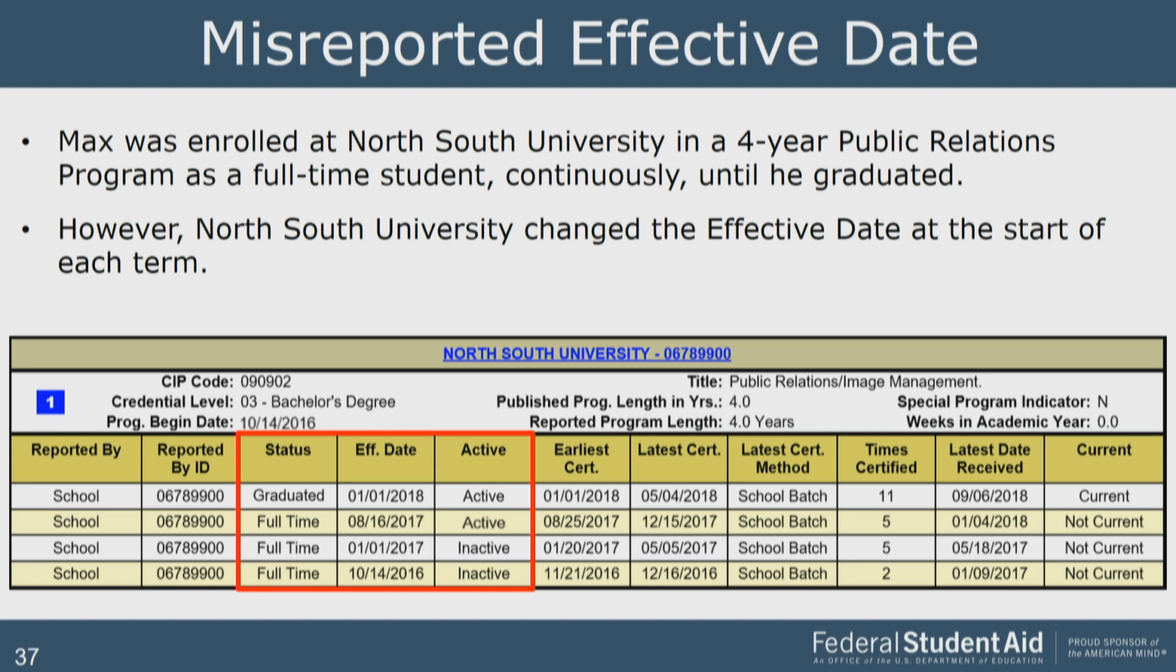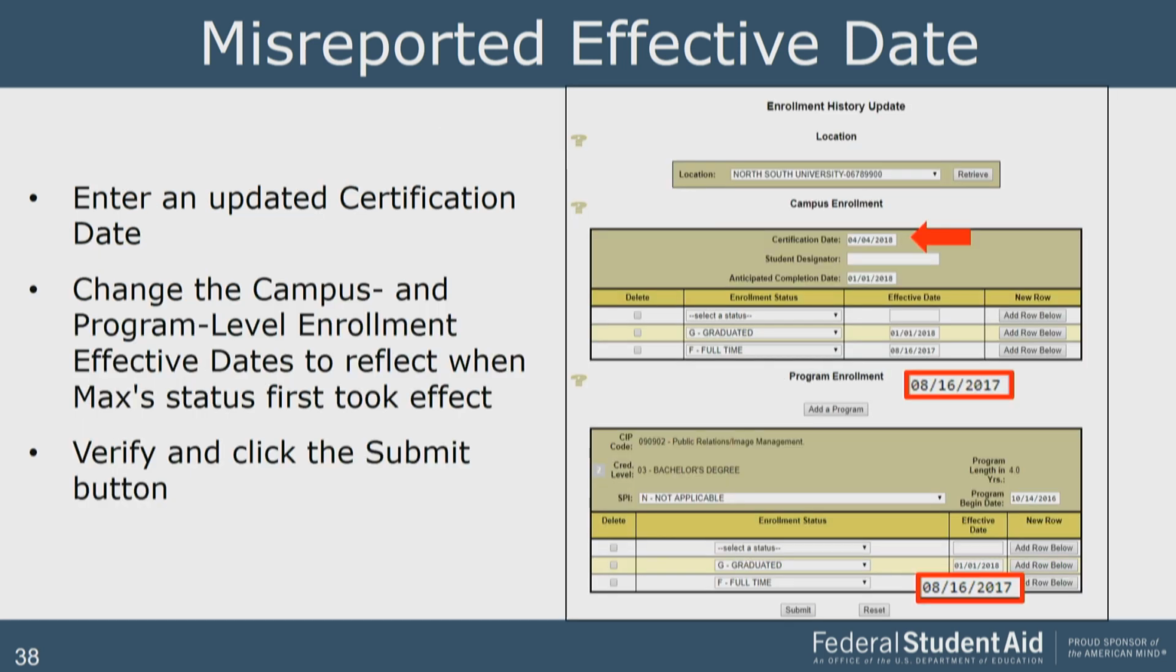So to fix a misreported effective date, navigate again to the enrollment history update page, and under the campus enrollment, you want to enter the updated certification date. Then under campus and program enrollment areas, you want to enter a new effective date value on the graduation status row. You verify your updates look good, and then submit.